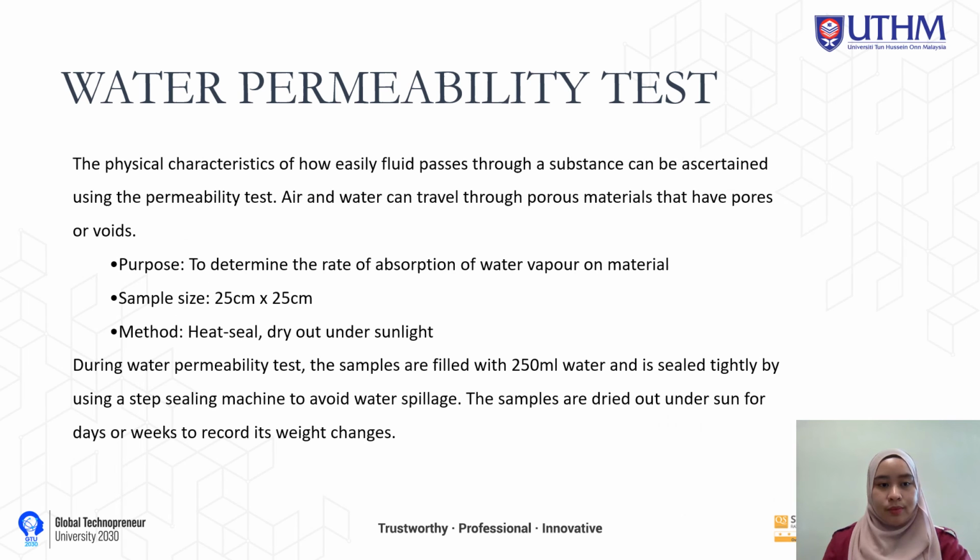So next is the water permeability test. The physical characteristic of how easily fluid passes through a substance can be ascertained using the permeability test. Air and water can travel through porous materials that have pores or voids. The purpose of this test is to determine the rate of absorption of water vapor on the material. The sample size that we will be using is 25 cm by 25 cm. The method that we will use is heat sealing, drying out under sunlight.